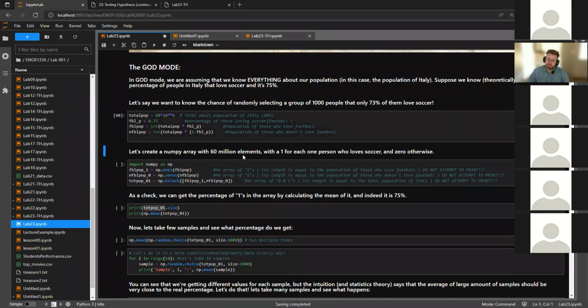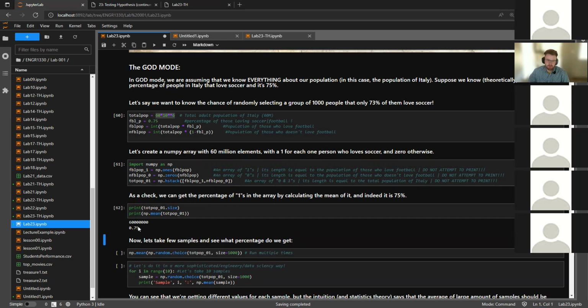Next thing we're going to do is make a NumPy array with 60 million elements. So each element in this array is going to represent a person from this population. Every person is going to have a 1 or 0 assigned to them. So that person has a 1 if they like soccer and 0 otherwise. Okay, so let's do that. What we have now is a 60 million element array. And we can check that here.